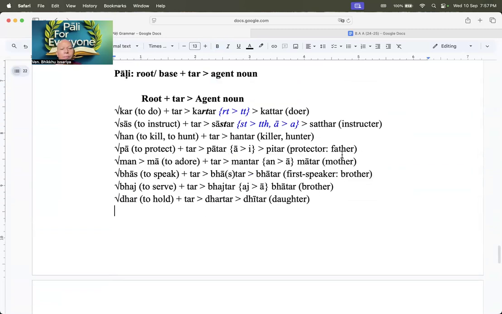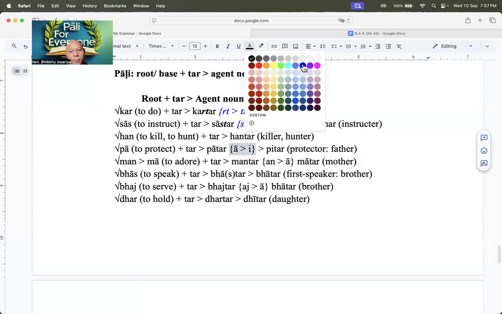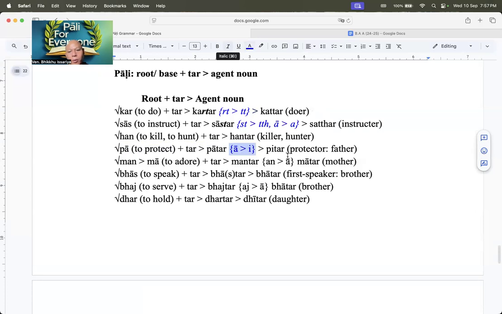So for the root ba, meaning to protect, and the tar, we have ba tar. But that ba tar in Pali, this a is changed to the e. So that is how we have the pita. Pita, the literal meaning of that one is a protector. That means father, one who protects his family, in this way.